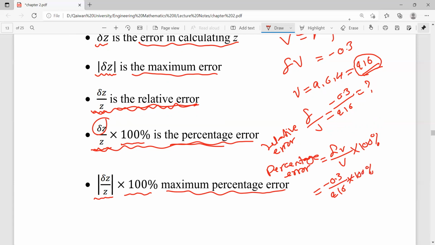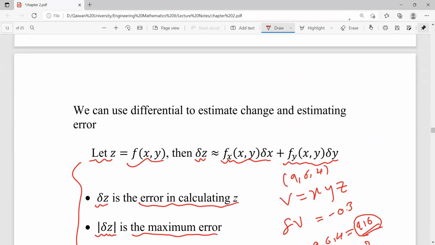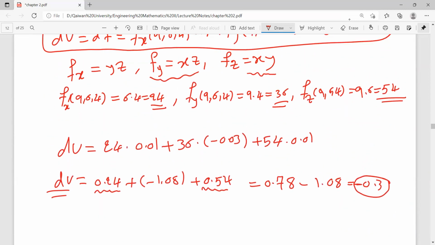So what about the maximum percentage here? We just take the absolute value for this one and then multiply by 100%. That's all. These rules are applied to the results that you get in changing something by using the total differential.